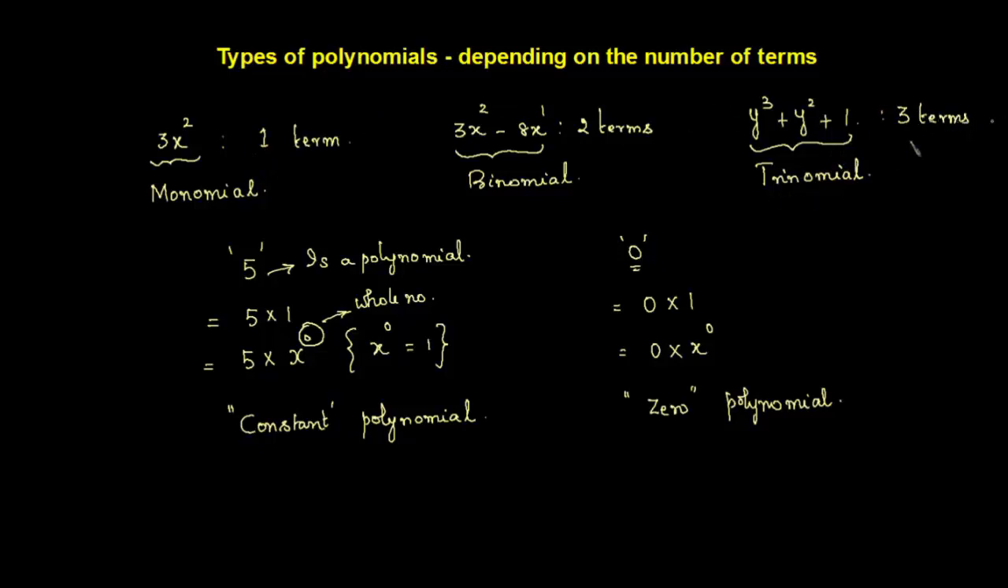So it's a trinomial with three terms. And we saw that there is a constant polynomial, and we also saw what is called a zero polynomial. Next, we are going to learn about the degree of a polynomial.